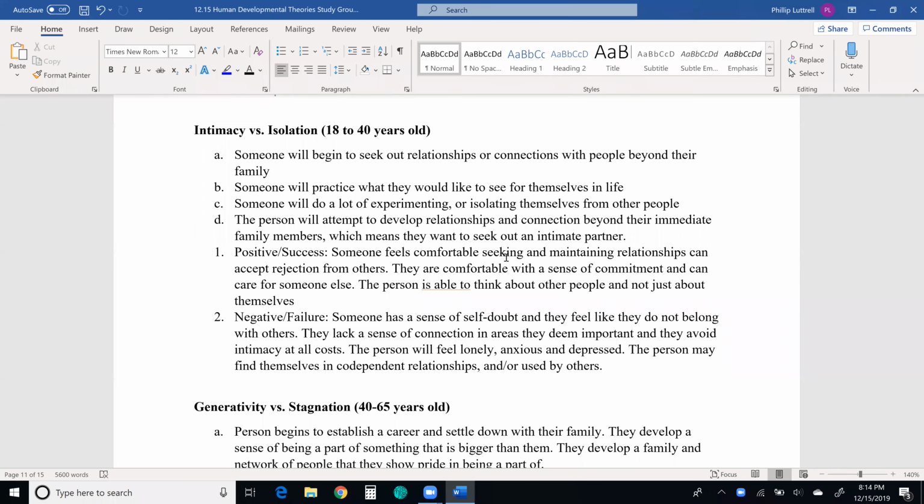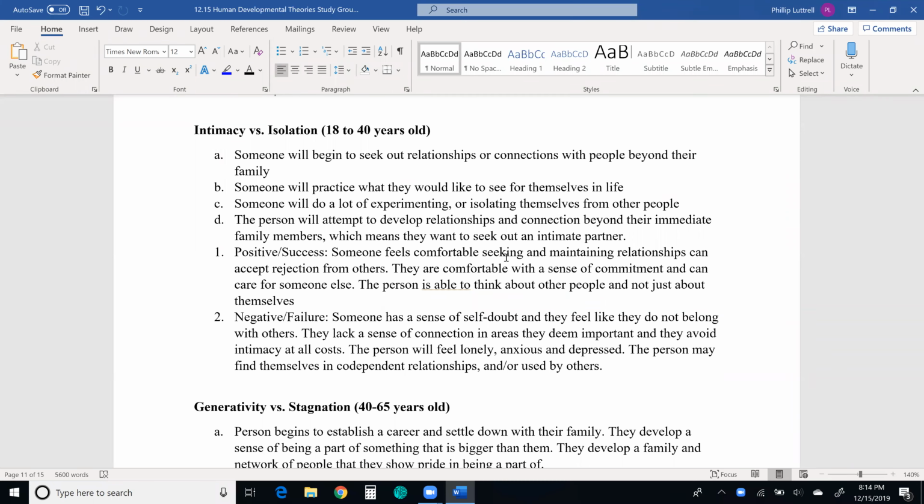And a negative or failure here is where someone has a sense of self-doubt and that they think that they are not worthy of people's affection or attention. So they do not belong with other people. So they started to isolate. So they lack a sense of connection in areas they deem important and they avoid intimacy at all costs. So if it does occur, they put up their walls, they put up boundaries and barriers to have people just leave them alone. So the person will feel lonely and anxious and depressed.